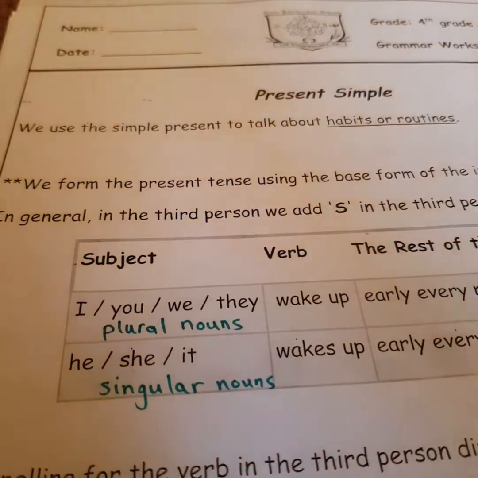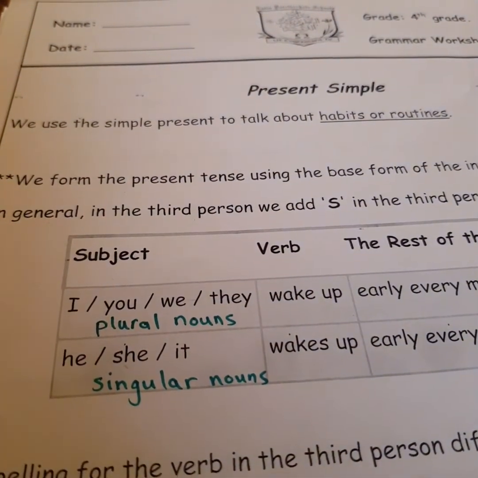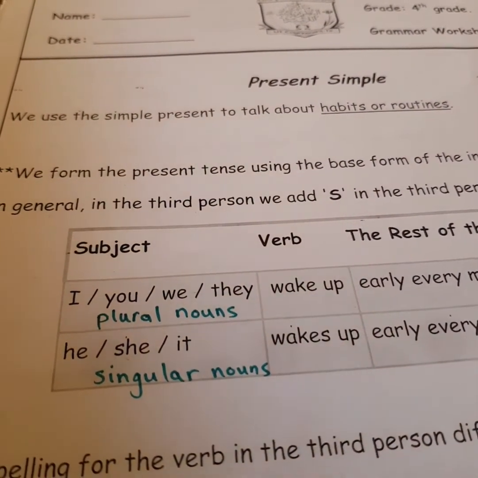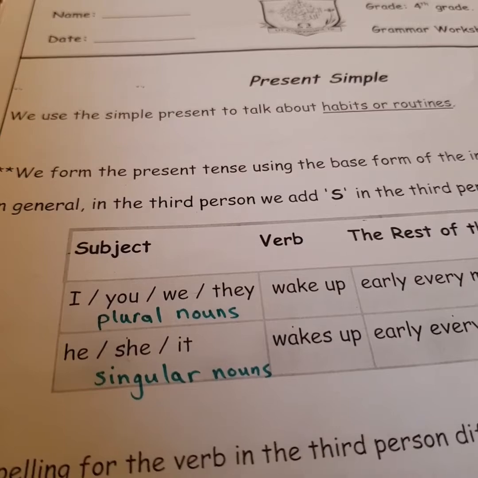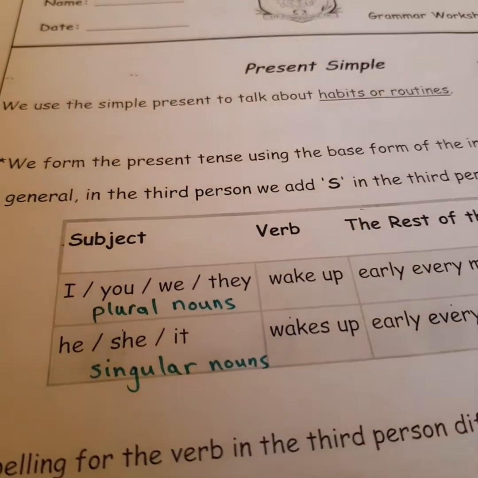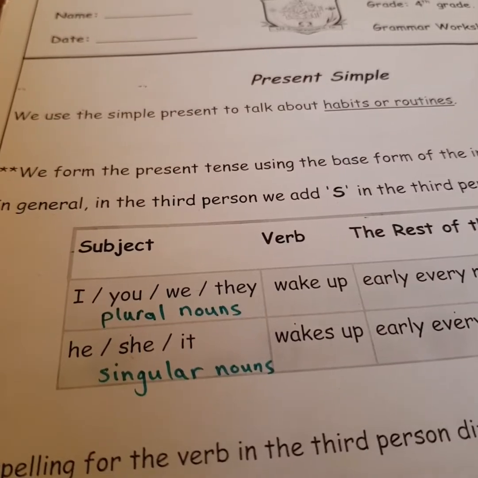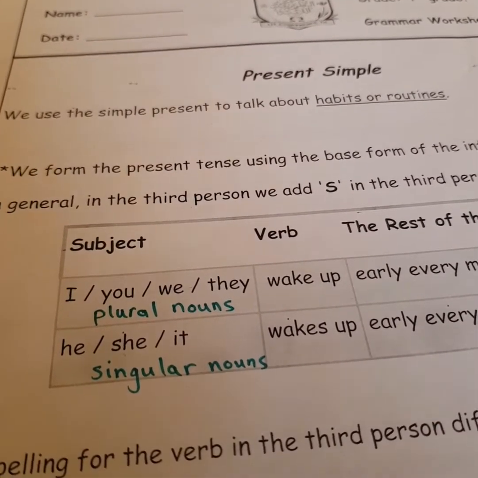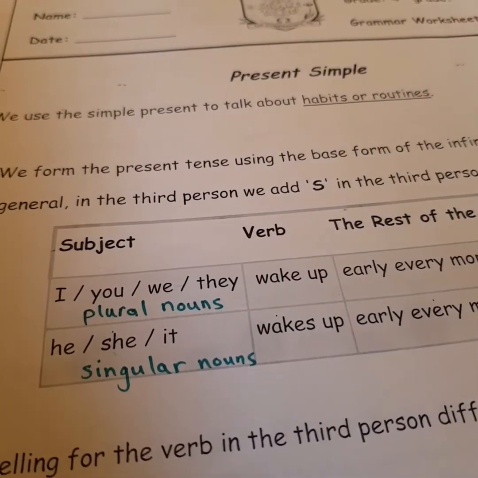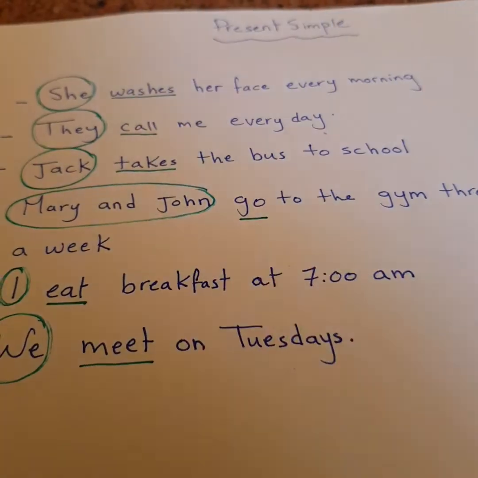Hello class, our lesson today is about the present simple tense. درسنا اليوم عن المضارع البسيط. We use the simple present tense to talk about habits or routines. نستخدم الفعل المضارع حتى نحكي عن عادات وروتين. عاداتنا وروتيننا اليومي، الأسبوعي، الشهري أو حتى السنوي.